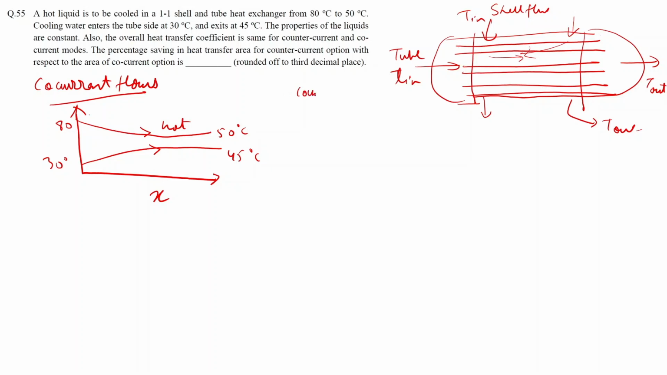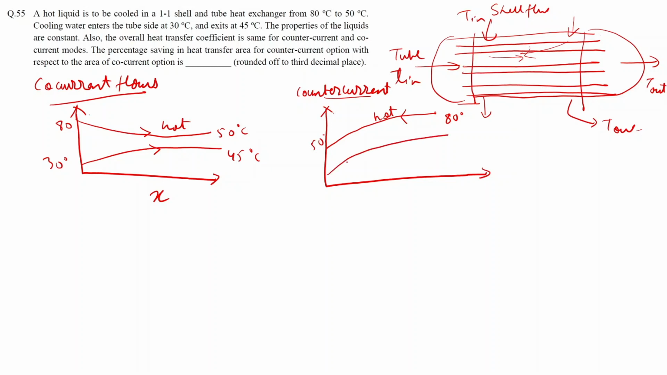Similarly, for counter current, we can draw the profile with the direction being opposite. The temperature of the hot fluid will decrease from 80 degrees Celsius to 50 degrees Celsius. The temperature of the cold fluid will increase from 30 degrees Celsius to 45 degrees Celsius, and the direction will be opposite to the first one.